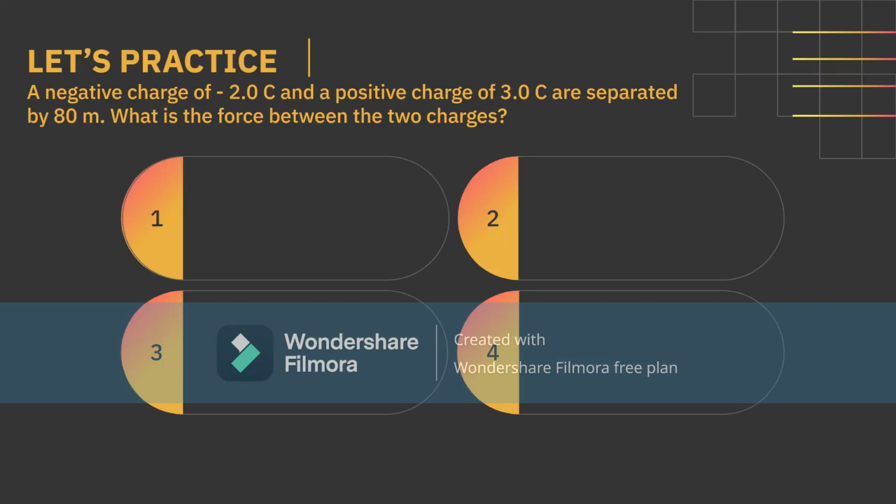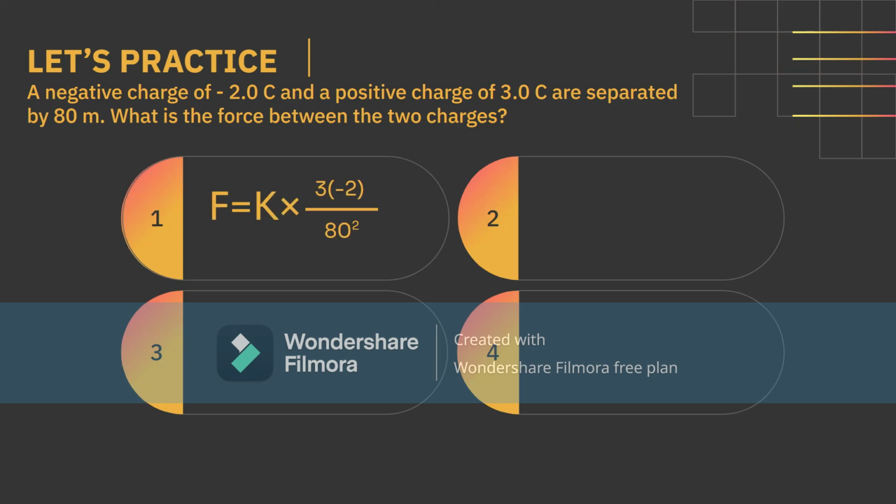So I have included here a practice question. If you have a negative charge of negative 2 coulombs and a positive charge of 3 coulombs, separated by 80 meters of distance, what will the force be between the two charges? Now recall, the formula for Coulomb's constant is what? Electrostatic force is equal to Coulomb's constant multiplied by the magnitude of the first force times the magnitude of the second force divided by the radius between them squared.